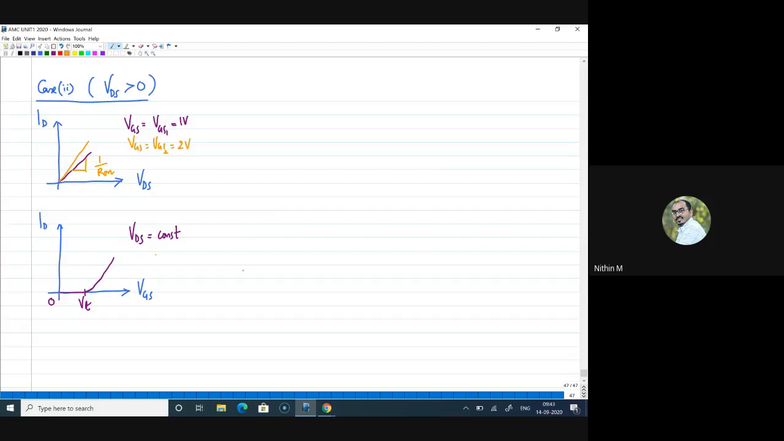So this is what we know: your ID versus VDS graph will have a shift whenever you have an increase in VGS voltage. As you keep on increasing your VGS voltage, your channel becomes more and more conducting, and that will give a lesser resistance through the channel, and that will give a steeper curve, right?